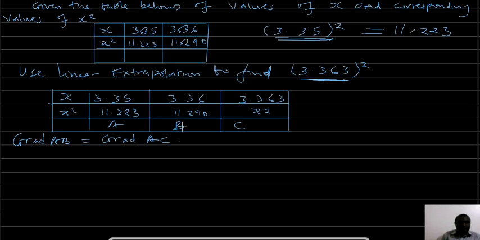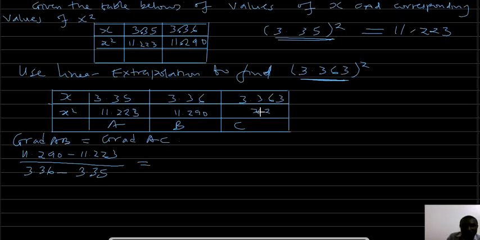A is here, B is here. Let's get the gradient. I have 11.290 minus 11.223 divided by 3.36 minus 3.35, giving us gradient AB. Then gradient AC is going to be x squared minus 11.223, everything divided by 3.363 minus 3.35. So that is what it means by getting the gradient.